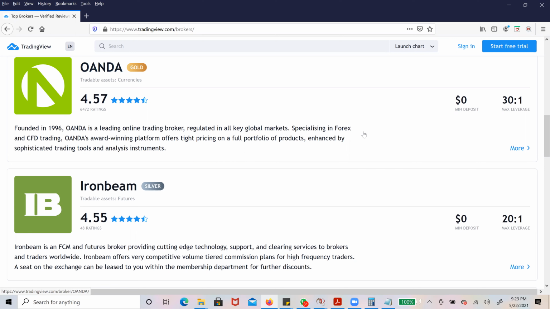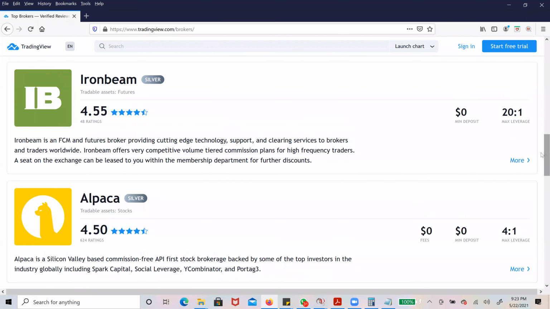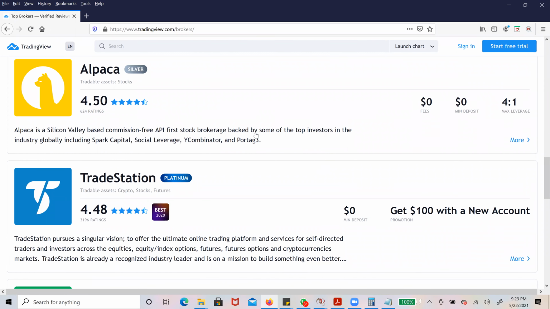When I say forex trading, that means currency trading, which I'm not touching right now, but that's also one you can look at. Iron Beam is there. Alpaca shows as an API, so this is not for regular trading, but something professionals use to write code and everything. So not this one.